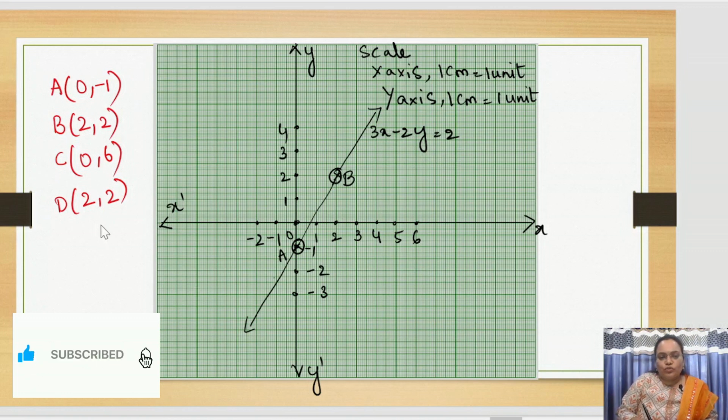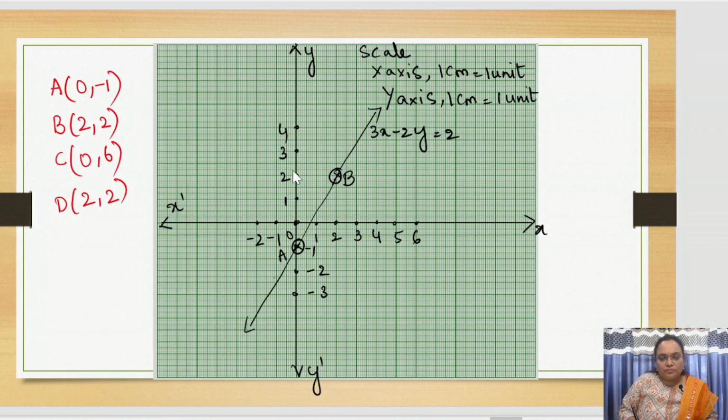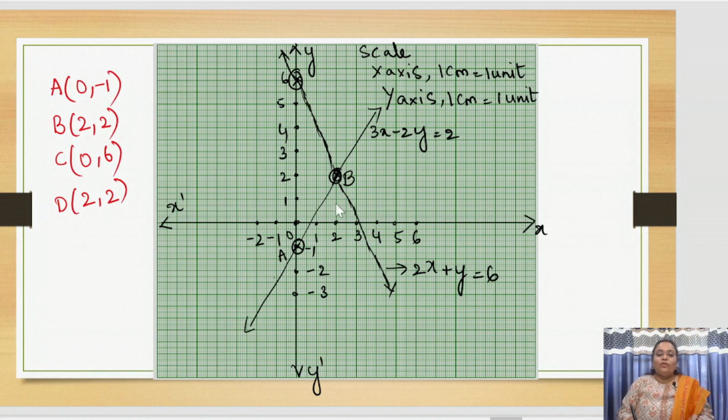So let us plot the next 2 points, 0 and 6. 0 on the x-axis, 6 on the y-axis. So let me just extend the points. Here, 6 is here. Okay. The next one is 2 and 2. 2 and 2, which is here. Okay. Let us join these 2 points. So this one is 2x plus y is equal to 6. Okay. So this is your C point and this is the D point.